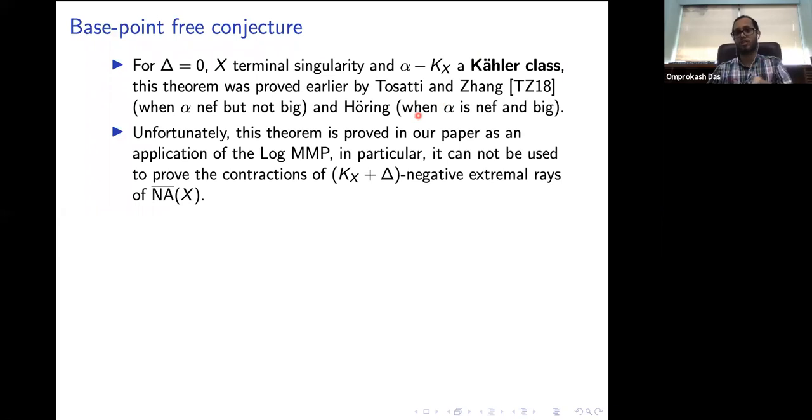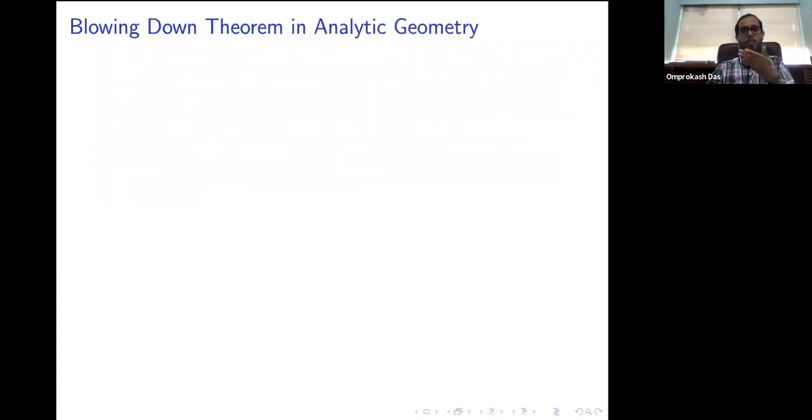Okay, in the case where alpha is nef but not big, the proof does not involve MMP, I think; I don't remember it using MMP there. But in this other case they do, and so do we. So that means this theorem is only an application of the log MMP that you already have, so we still do not know how to contract negative extremal rays. Okay? So here comes this classical theorem, the blowing down theorem in analytic geometry.